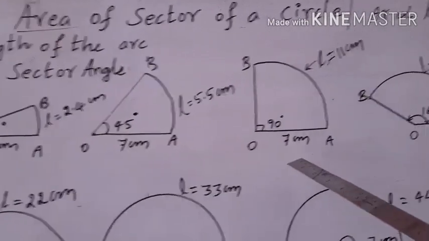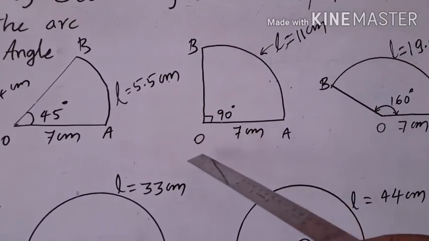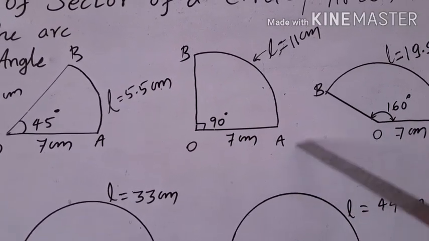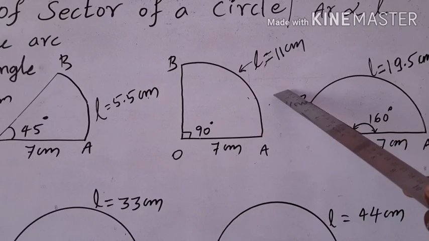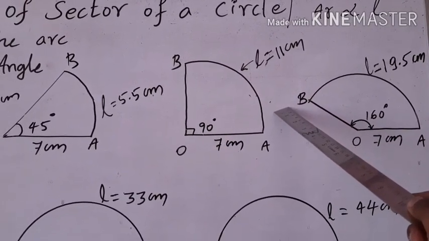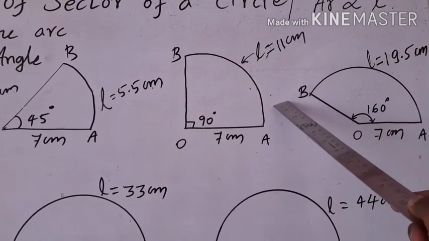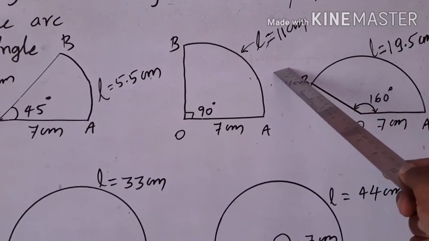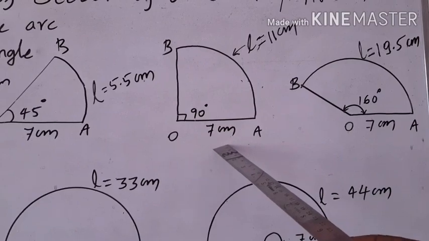If the radius of the sector is 7 centimeter and length of the arc is 11 centimeter, find the area. If this question is asked, how are you going to calculate the area of the sector with arc length L and radius 7 centimeter?